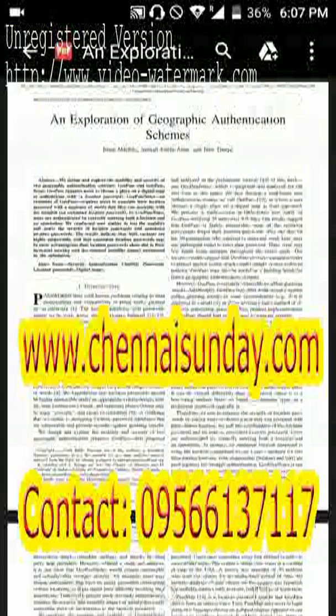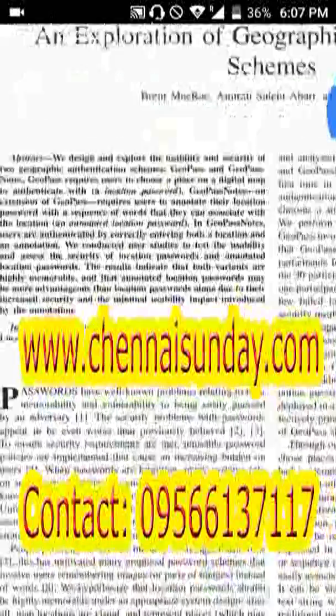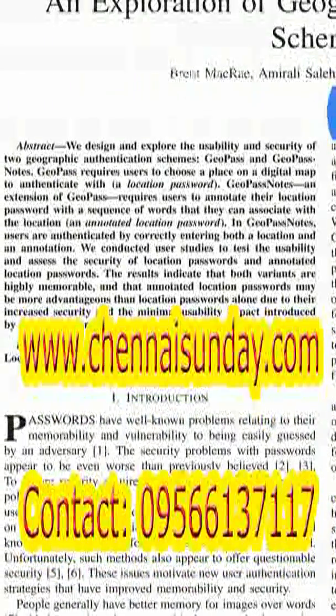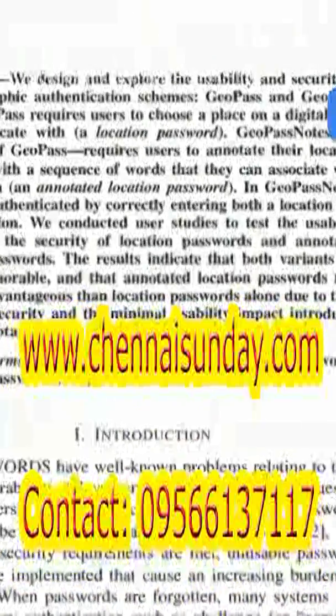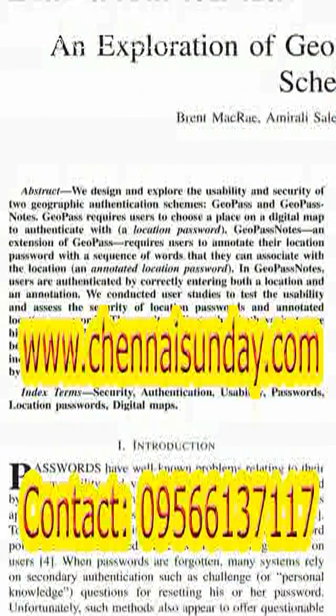The paper is called An Exploration of Geographic Authentication Schemes. This is the abstract of the paper. The paper consists of two main concepts called location password and an annotated location password. A location password is nothing but a place on the Google map, and an annotated location password is nothing but a description about the location.